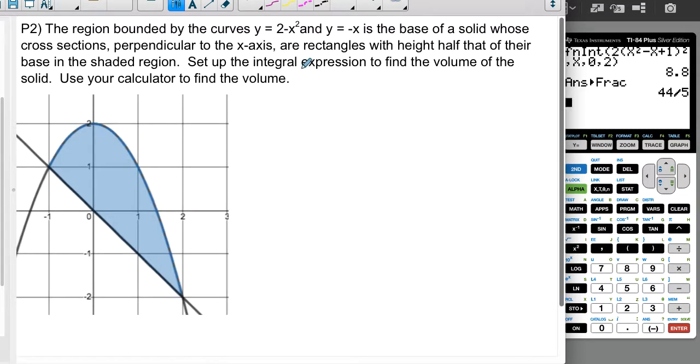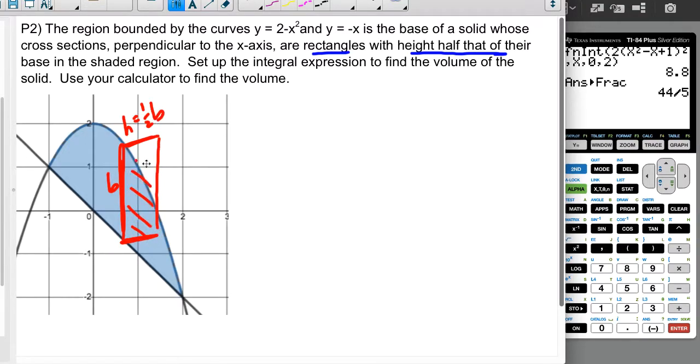All right, so the big thing I need you to take away from this is how to set up the expression. So the region bounded by the curves y equals 2 minus x squared and y equals negative x squared is the base of a solid whose cross sections perpendicular to the x-axis are rectangles with a height that is half that of their base. So what we're saying is, going in this direction, there is a rectangle such that whatever this base is, the height is 1/2 that base, right? And so those are my rectangles.